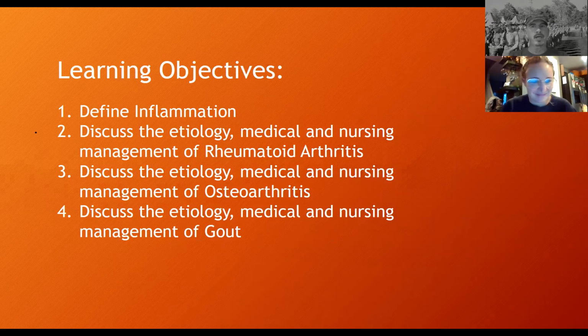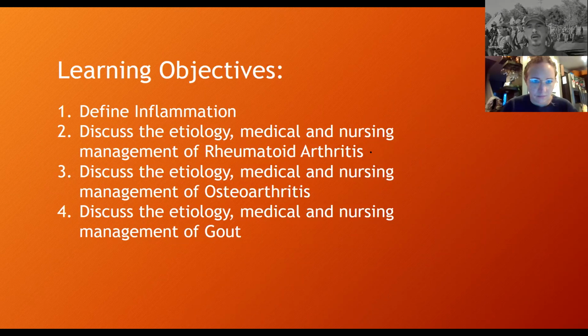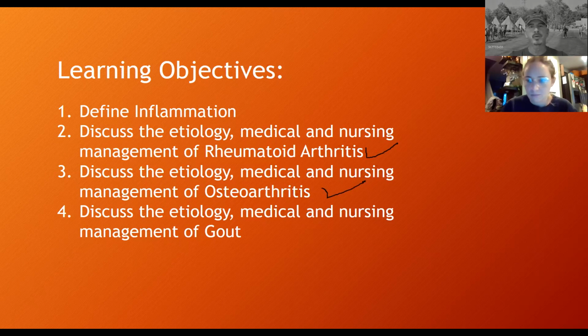Okay, what we're going to cover today, we're going to look at inflammation. We're going to look at rheumatoid arthritis, which they also call RA. A lot of people just refer to it as RA. Osteoarthritis. Osteoarthritis is that one you get from wearing your knees out, sports injuries, stuff like that. Basically, it's just overuse. I know this topic intimately. And gout. Gout is not fun.